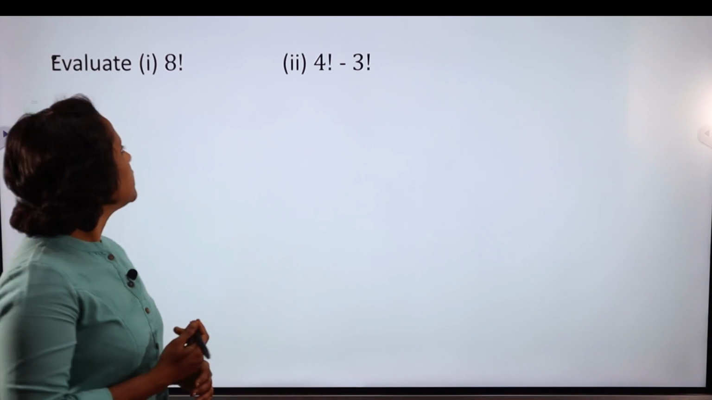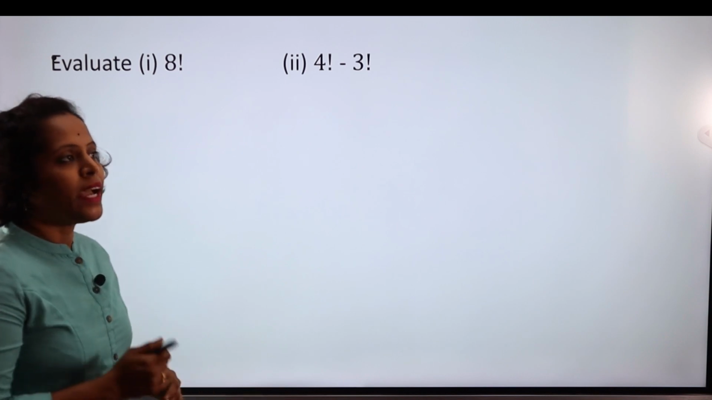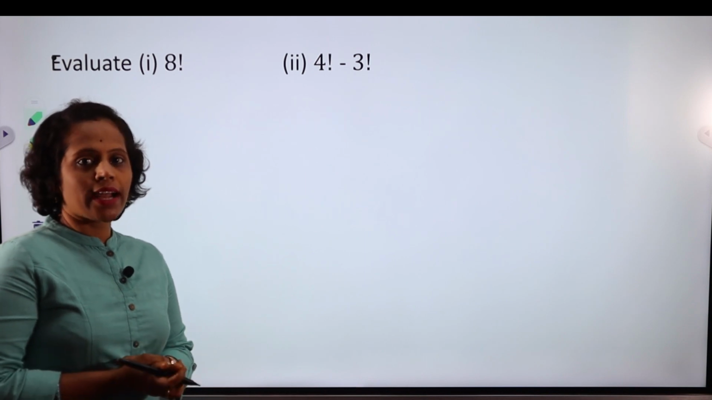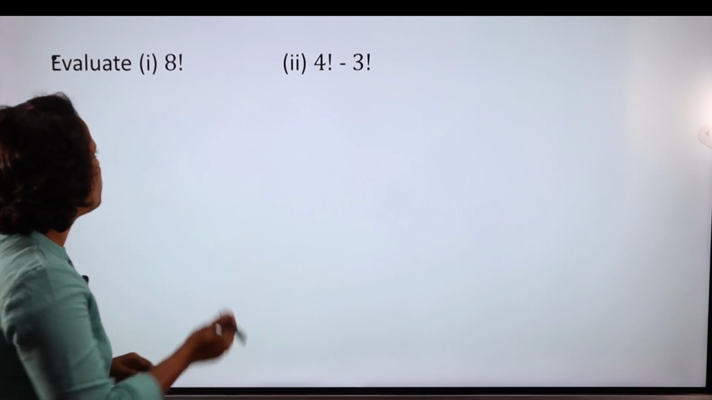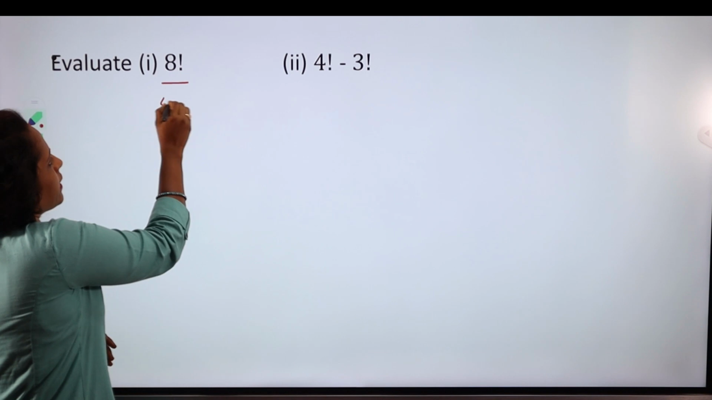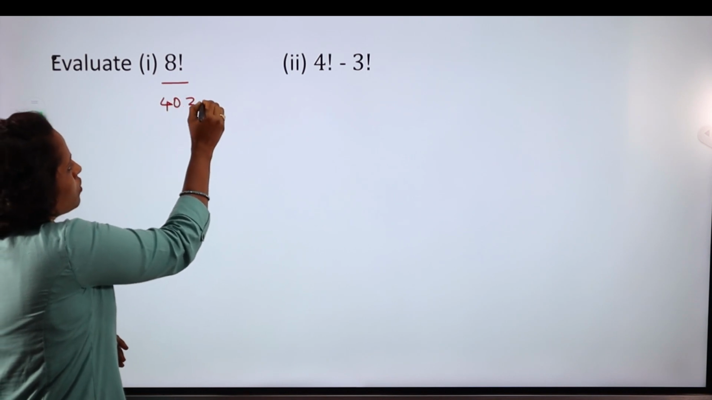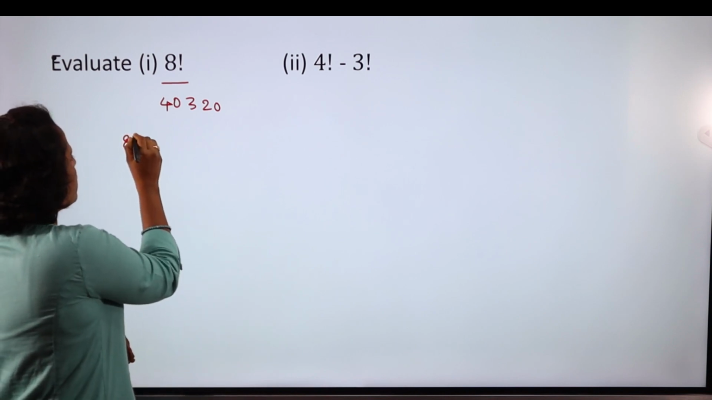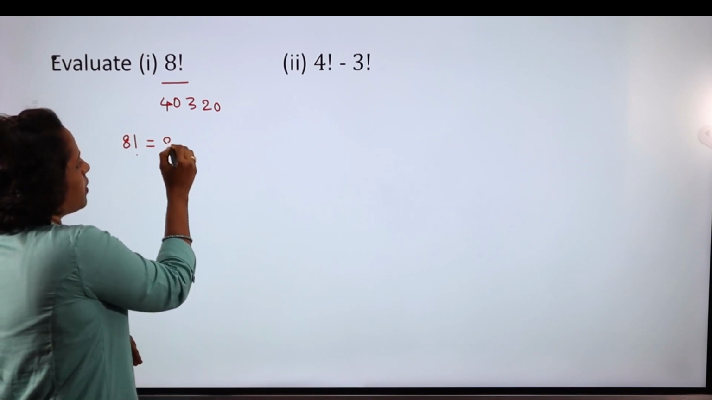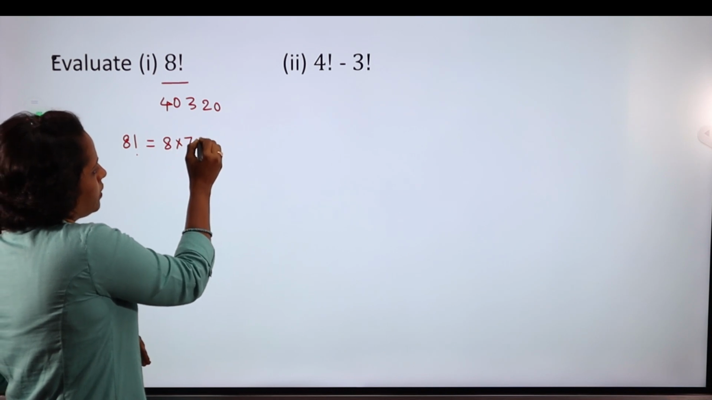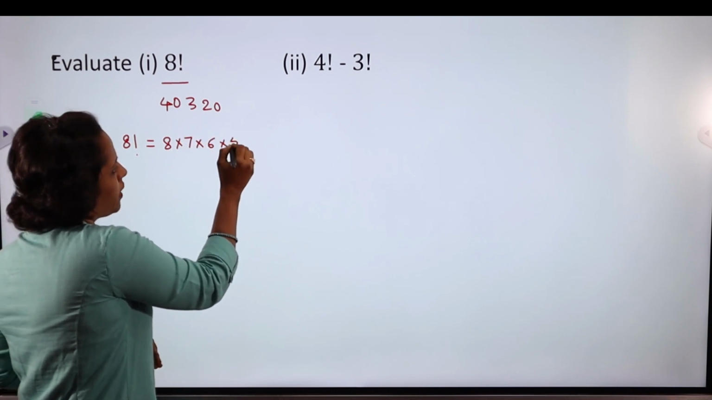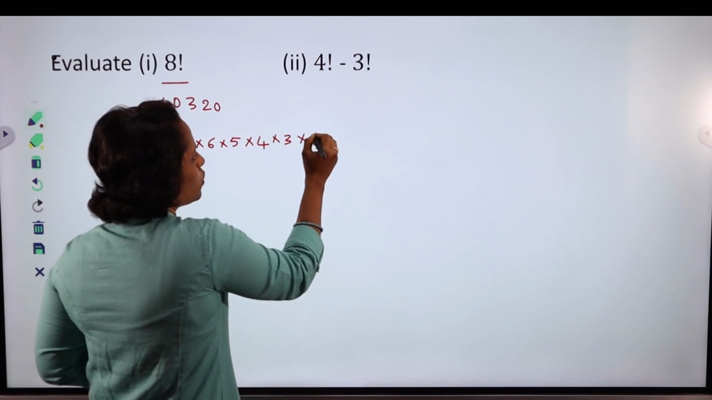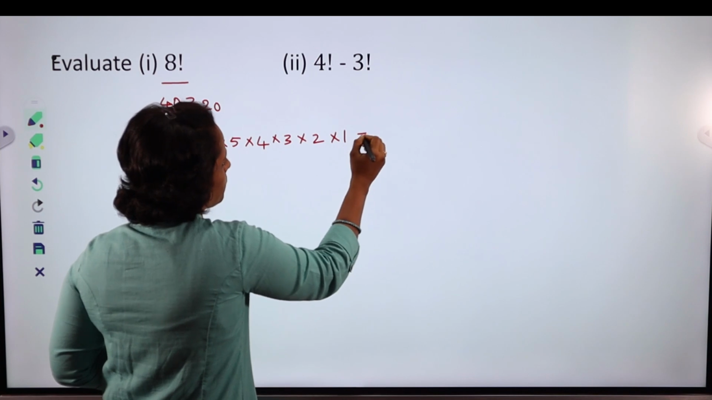The first problem: evaluate 8 factorial. As I told you, we need to remember the factorials from 0 to 10. So 8 factorial is 40320. If you want to deduce that, 8 factorial will be 8 into 7 into 6 into 5 into 4 into 3 into 2 into 1.